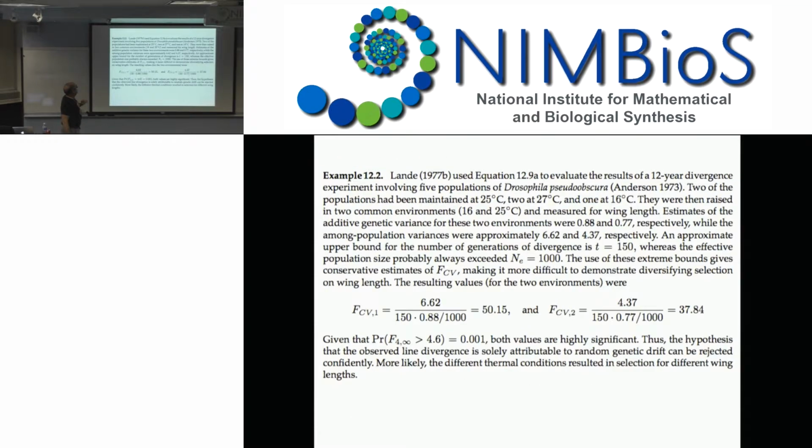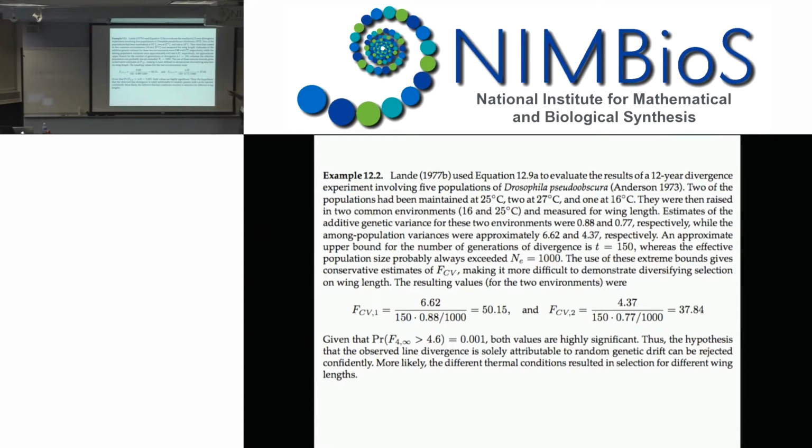So let's go to a specific example. Drosophila pseudoobscura, one of the many Drosophila. I think there are 2,000 species of Drosophila. So he had populations from Anderson in a 12-year divergence experiment: 5 populations, 2 of which were maintained at 25 degrees, 2 at 27, and 1 at 16. After 12 years, all 5 replicate populations were raised in common environments, all at 16 and all at 25, and measured for what else? Wing length, right?